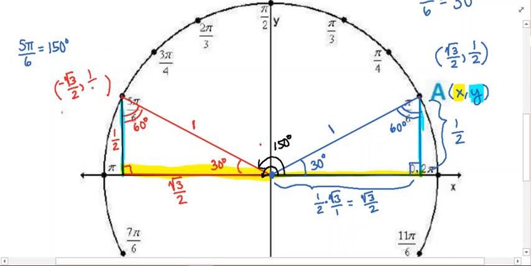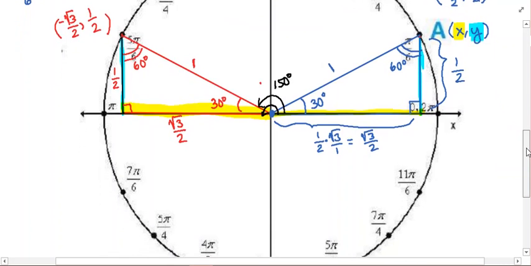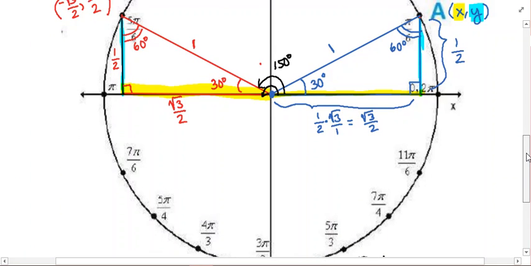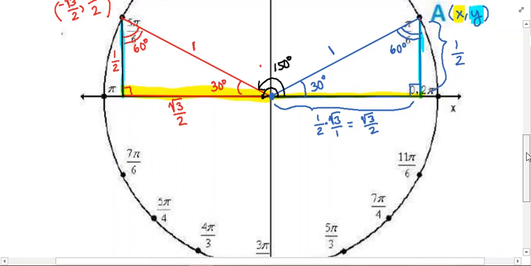So here are the coordinates of this point. This point on the unit circle at 5 pi over 6, which is 150 degrees, has coordinates negative square root of 3 over 2, that's the x coordinate, and the y coordinate is positive 1/2. You could do the same kind of thing. You could go to 7 pi over 6 and draw a triangle. You could go to 11 pi over 6 and draw a triangle. You're going to get similar looking 30, 60, 90-degree triangles.